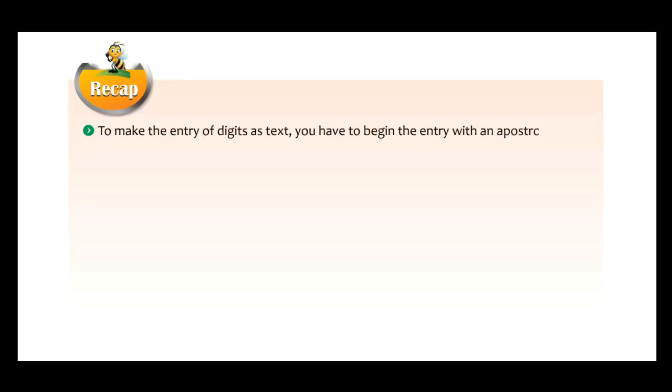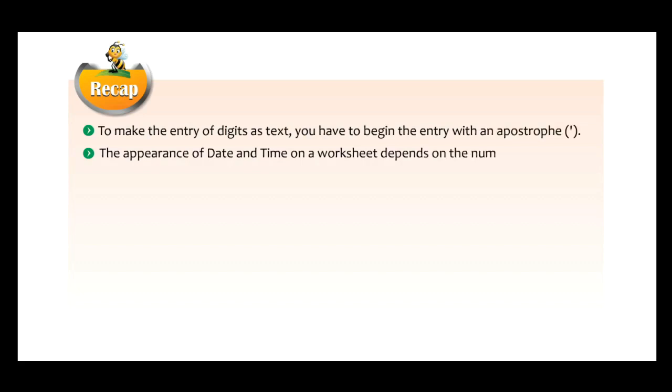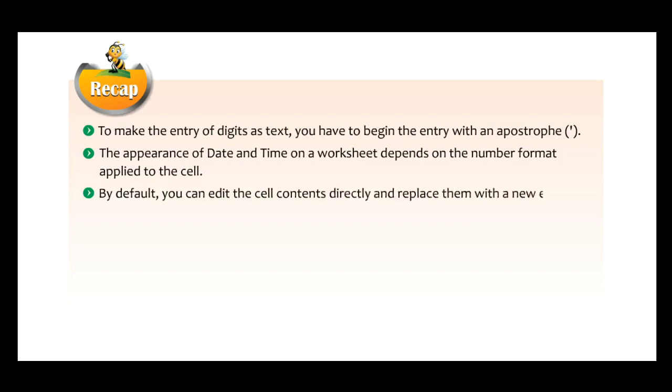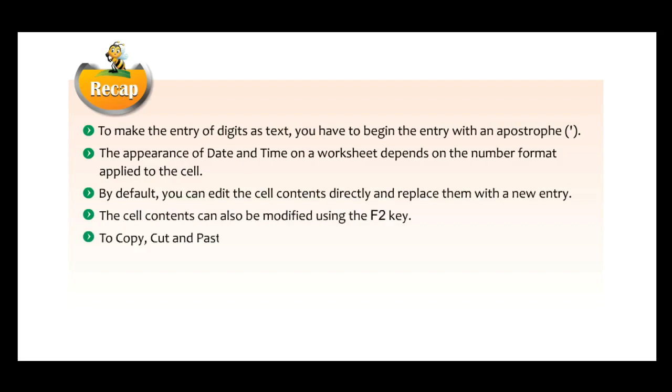Okay students, let us take a recap of this chapter. To make the entry of digits as text, you have to begin the entry with an apostrophe. The appearance of date and time on a worksheet depends on the number format applied to the cell. By default, you can edit the cell contents directly and replace them with a new entry. The cell contents can also be modified using the F2 key. To copy, cut and paste the data, use Ctrl+C, Ctrl+X and Ctrl+V key combinations respectively.